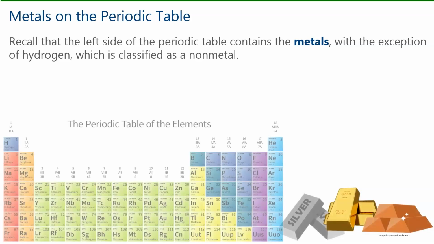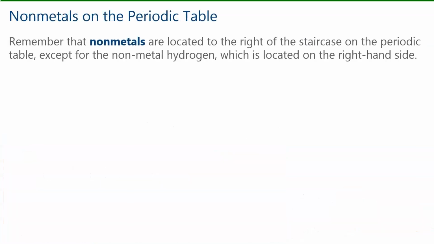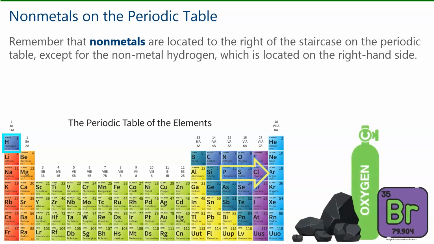Notice that lithium fluoride starts with a metal, the first element, lithium, and the second element is a nonmetal, fluorine. Recall that the left side of the periodic table contains the metals, with the exception of hydrogen, which is classified as a nonmetal. And remember that the nonmetals are located on the right side of the staircase on the periodic table, except for the nonmetal hydrogen, which is located on the left-hand side. Bromine, oxygen, and carbon represented in this image are some examples of nonmetals that we find on the periodic table.